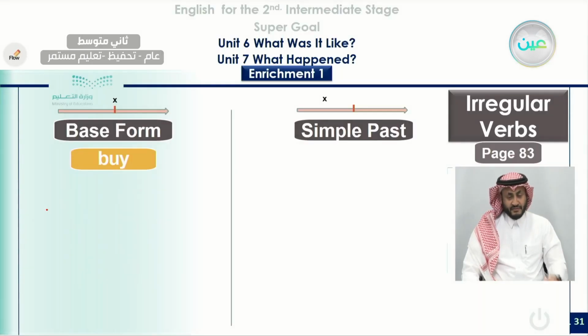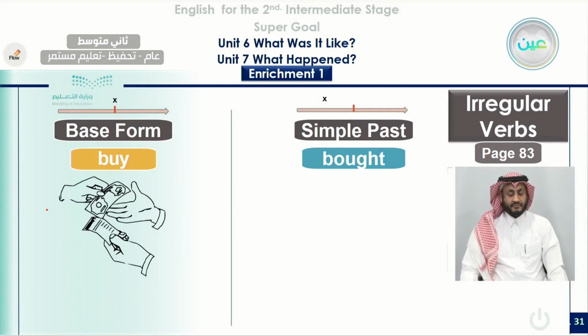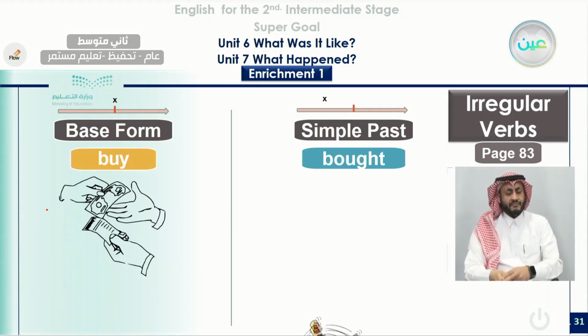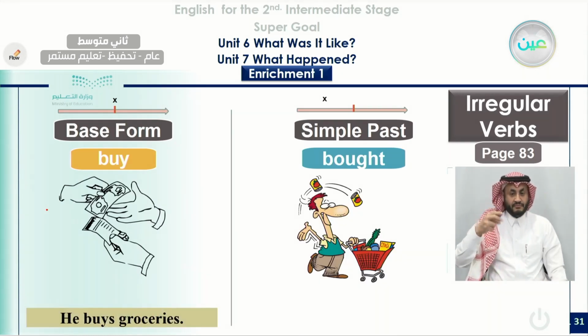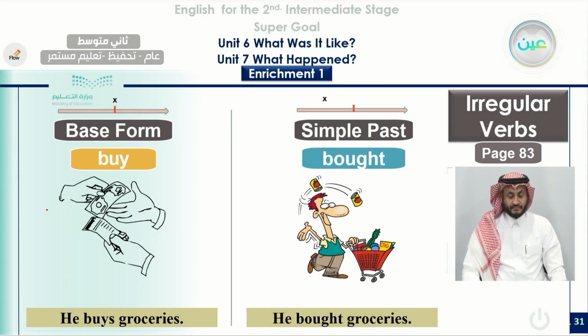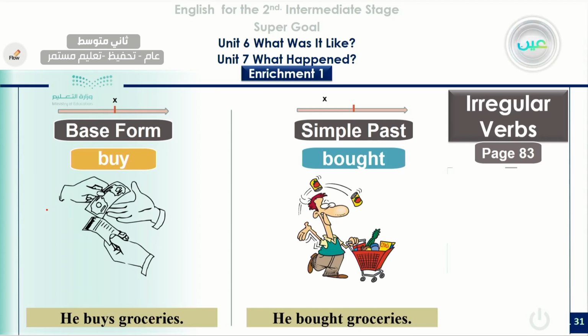You can find on page 83 a list of irregular verbs. Like buy here, I buy my grocery every day. When I talk about the past, I say I bought my grocery yesterday. He buys groceries, and here the example in the past, he bought a grocery. So you have to learn how to form the past of the verb.